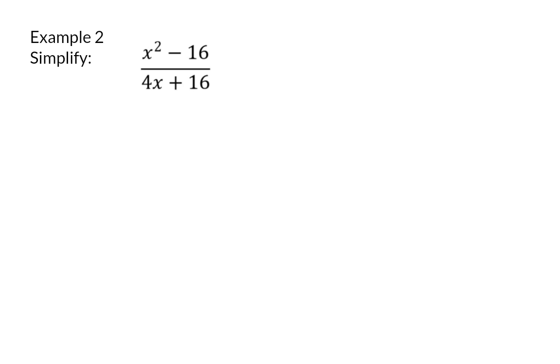Example 2. Simplify. Here we once again have a fraction, and this time the numerator as well as denominator has two terms, so we cannot yet simplify by dividing. Here we need to start off factorizing, and in the numerator we have a difference, a minus, and two perfect squares, so we can use difference between squares. That means the numerator will be broken up into two brackets, and they will be x plus 4 times x minus 4. In the denominator, I can take out a common factor of 4, and the bracket will be x plus 4.